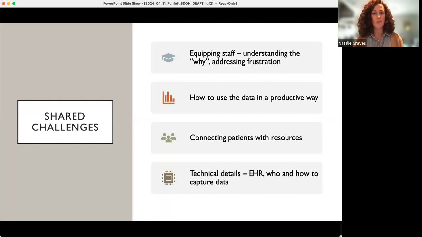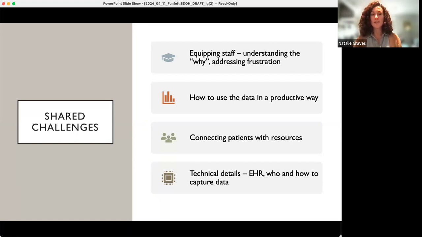And then, of course, there are all those technical details to think about. How do you get this set up in your EHR? What are the workflows? Who is asking the questions and when? And we'll also spend some time the second half of today talking about how patient and family partners can also help you think through those technical pieces of the process to, again, have it be one where staff feel equipped and patients feel comfortable and understand why we're asking and what we'll do with the information.